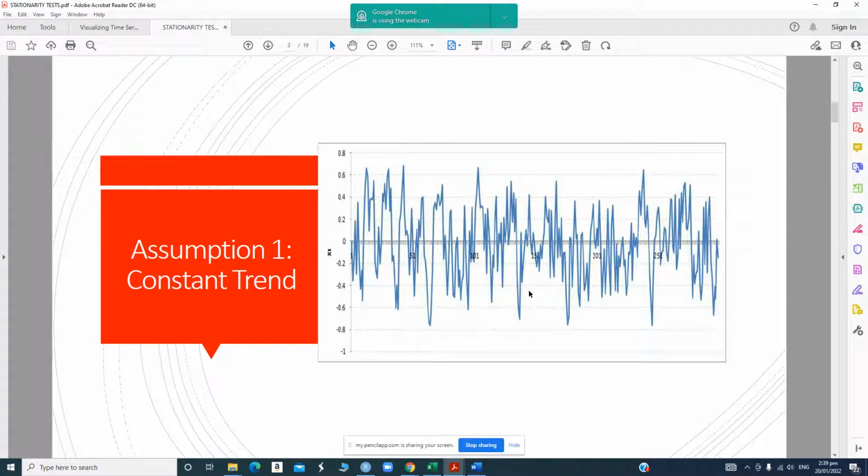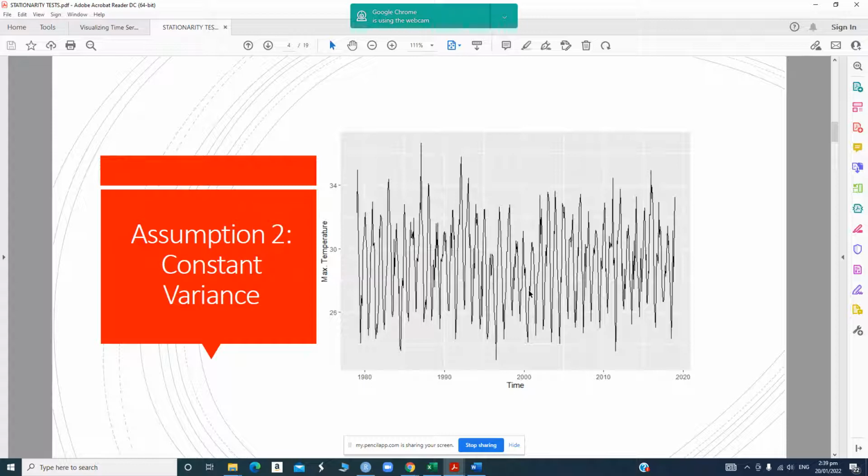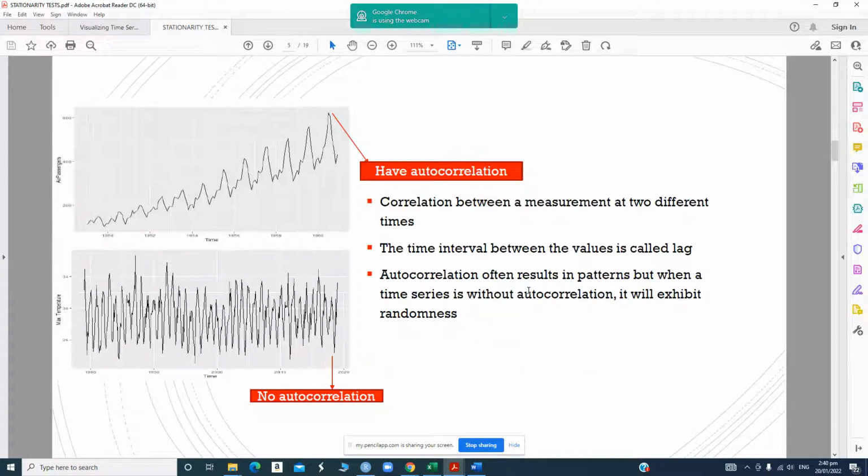Concerning assumption one, this is what we are talking about. We can see that this is mean reverting, a sort of constant trend. This is approximately a kind of situation where we have constant variance. And here we have two plots, one showing the presence of autocorrelation, that is correlation between the measurements at two different points, where the time interval between the values is called lag.